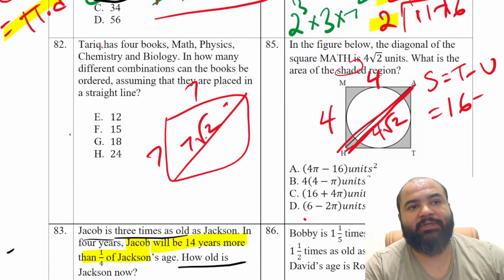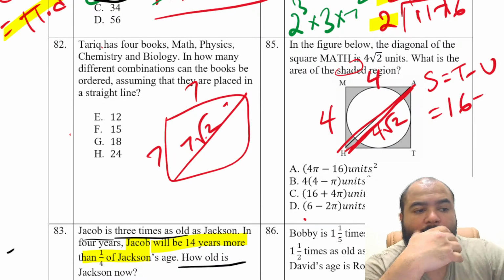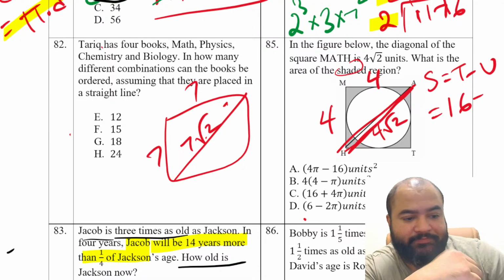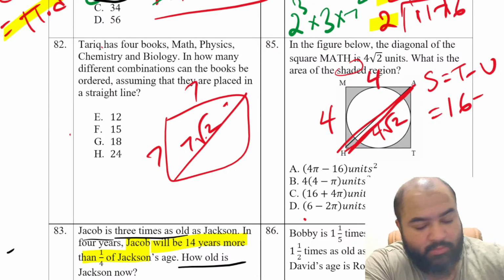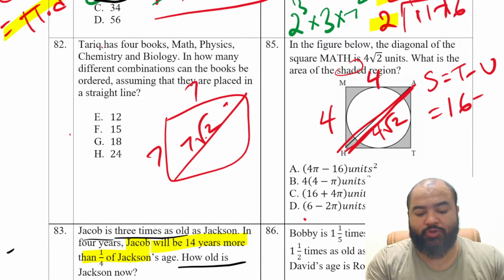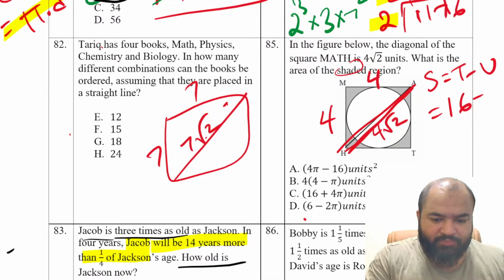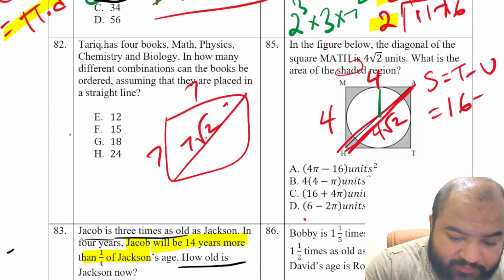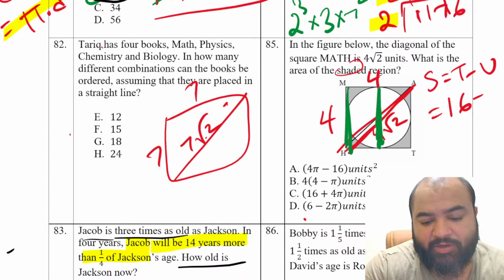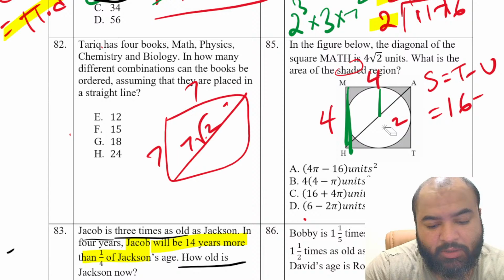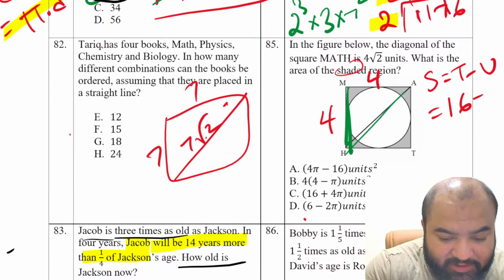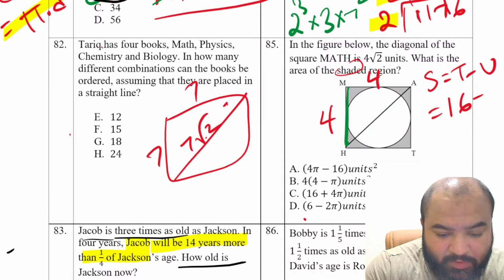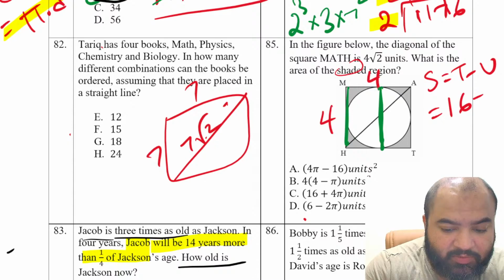What is the radius of the circle? Two. Remember one thing: this is 4, right? The side length, which is also the diameter of the circle. So this is not the diameter. The diameter is this, which is 4. So the radius is 2.